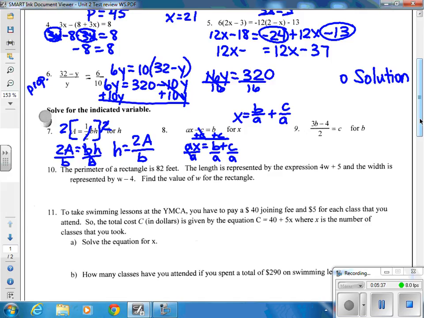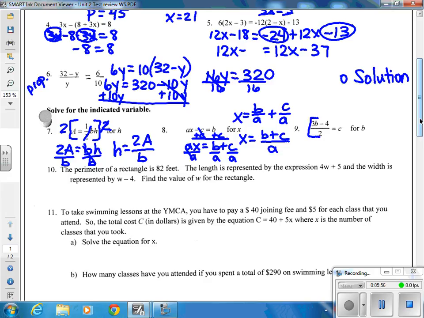But there is another way that is still acceptable. You can write x equals b plus c all divided by a. And the reason that this is allowed is because there's nothing to simplify. So when there's nothing to simplify, either one of those is worth your full credit. For number 9, you want to get the b by itself. In order to do that, you've got to get rid of the 2 on the bottom.